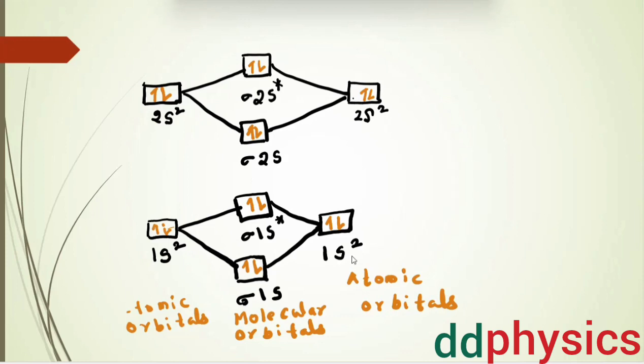Now 1s2, 1s2. Similarly, here also 1s2, 2 electrons, and 1s2, 2 electrons. The sum of the electrons is 4. So the 4 electrons are distributed in molecular orbitals. Here we notice atomic orbitals on the left side from carbon, atomic orbitals on the right side from oxygen, and the middle part of the diagram is molecular orbitals. Dear students, make sure you understand this. The middle part has sigma 1s, sigma 1s star, and sigma 2s, sigma 2s star. Okay, these are the molecular orbitals.